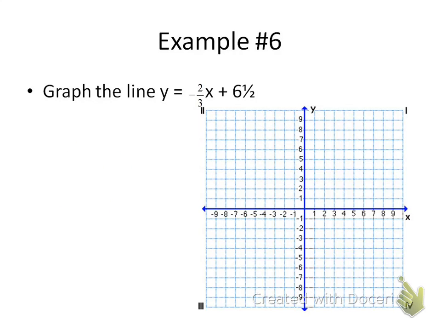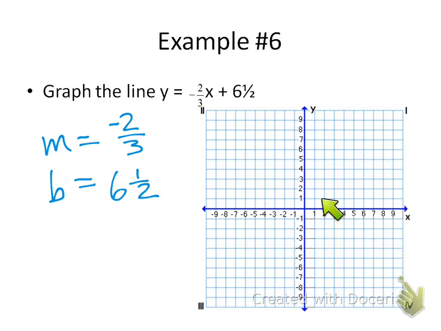All right, here's the next one. So before we graph this, I want to find 2 things, my M and my B. What's my M? -2/3, great. What's my B? 6.5. Now, fractions tend to mess students up, but they're not really that hard. Instead of going to 6, we're just going to go to 6.5.